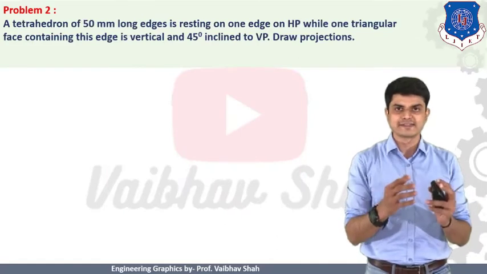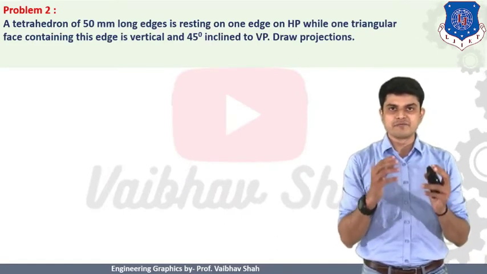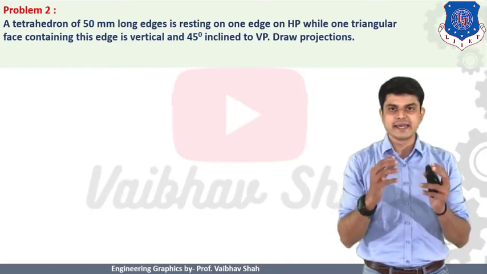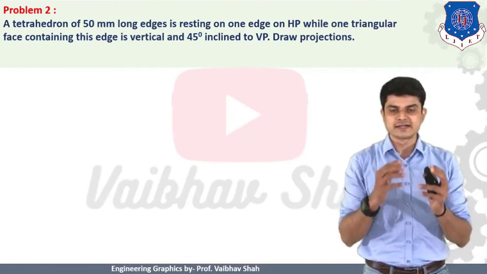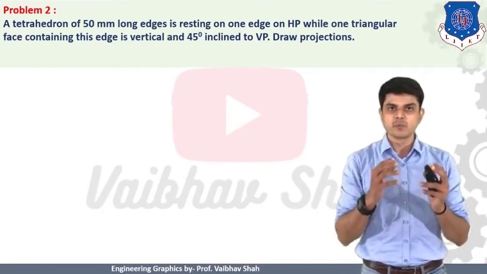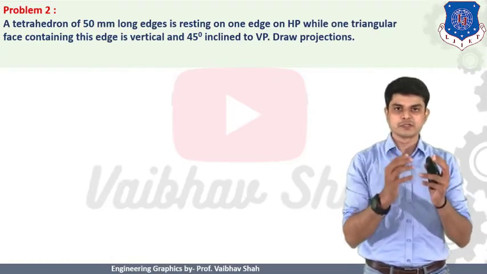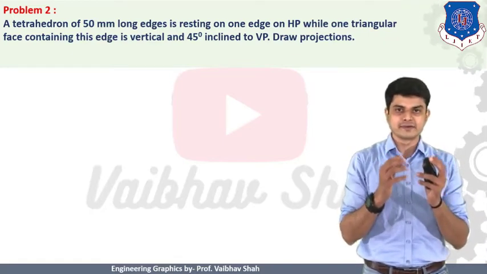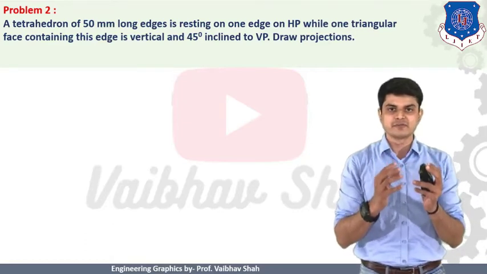Now let us move ahead. Let us see one more example. Problem number 2. A tetrahedron of 50 mm long edges is resting on one of its edge on HP, while one triangular face containing this edge is vertical and 45 degree inclined to VP. Draw the projections. So let us understand what I mean by tetrahedron. Tetra means 4, hedron means side. We will be having one element with the 4 triangles.